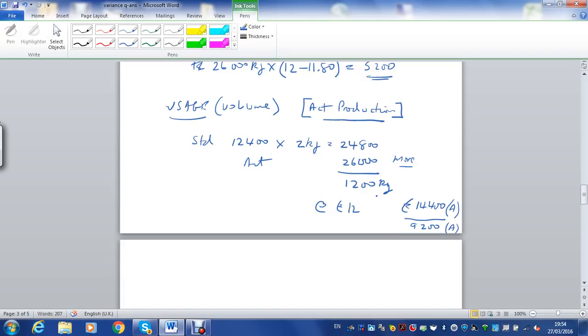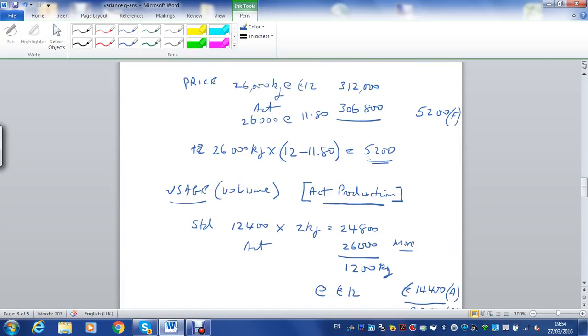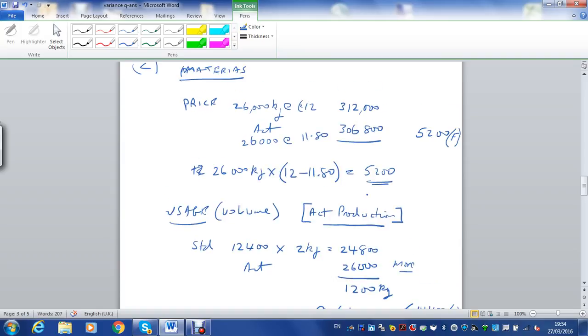In terms of why these two things would happen, just to cover the other question, if you're getting a favorable material price, it's because maybe the suppliers are giving you more discounts. It could mean you have a new purchase manager who's really comparing prices and doing a good job. Also, your standard could be wrong, so it was too high in the first place. So there's loads of reasons why you can have a favorable price variance.